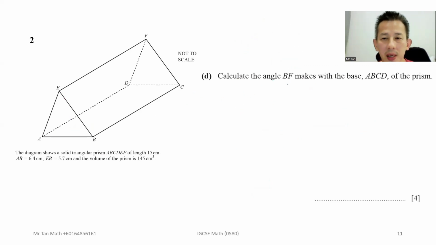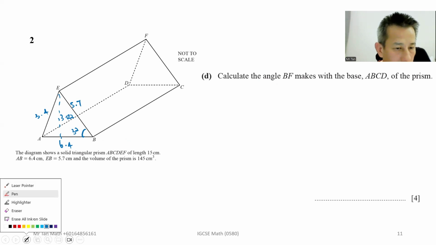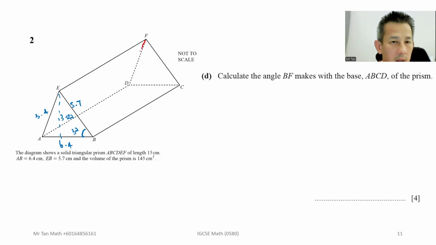Okay, D. Calculate the angle BF makes with the base ABCD. So BF. Okay, so just now we have 3.02, 5.7, 6.4, 3.4, and the angle is 32. Calculate the angle of BF. BF, so a straight line. BF and the base. So you need a perpendicular height. Therefore, this will be 3.02. And here we have 15.